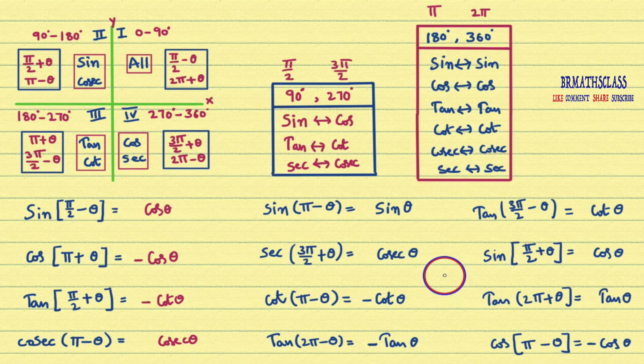Actually, these things are very easy, but you must be thorough with these three tables, especially this table. If you are thorough with these things and you know that whenever pi by 2, 3 pi by 2 is there, the function changes, and whenever pi, 2 pi is there, the function remains the same, then all these things you can write very easily.